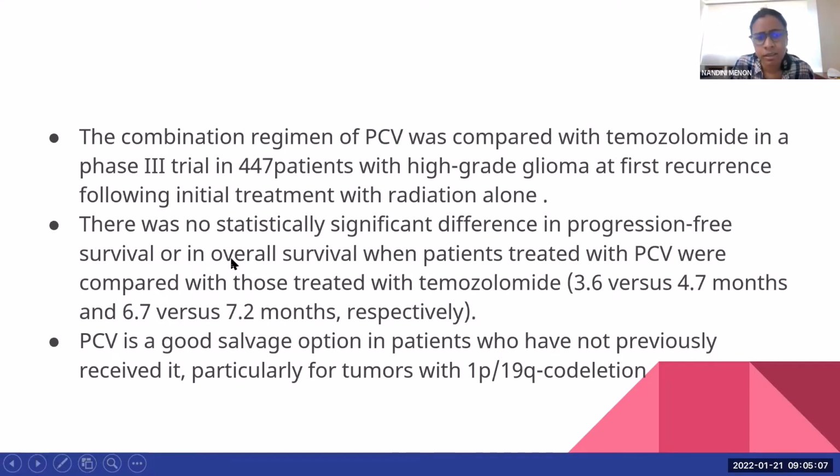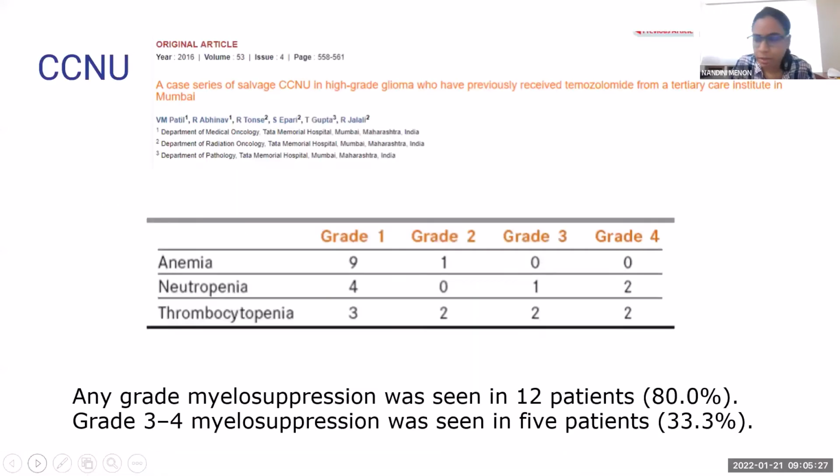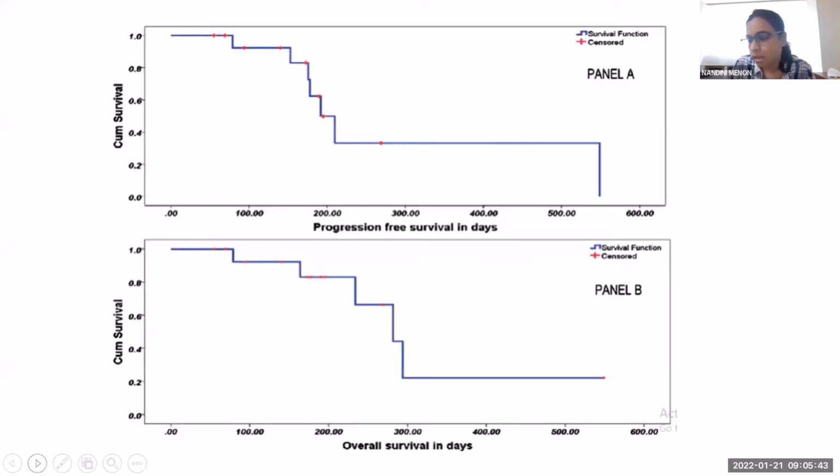PCV was studied in a study in high-grade gliomas at first recurrence. It was a phase 3 study comparing it to temozolomide, but there was no significant difference whether we use PCV or temozolomide in this setting. But since PCV has shown benefit in patients with 1p19q co-deletion in the first line setting also, it may be considered as a salvage option in very fit patients in this setting. This is our data with CCNU, which is a small case series which was initially published, and even we saw that 1/3 of the patients had significant myelosuppression, that was grade 3 or 4.